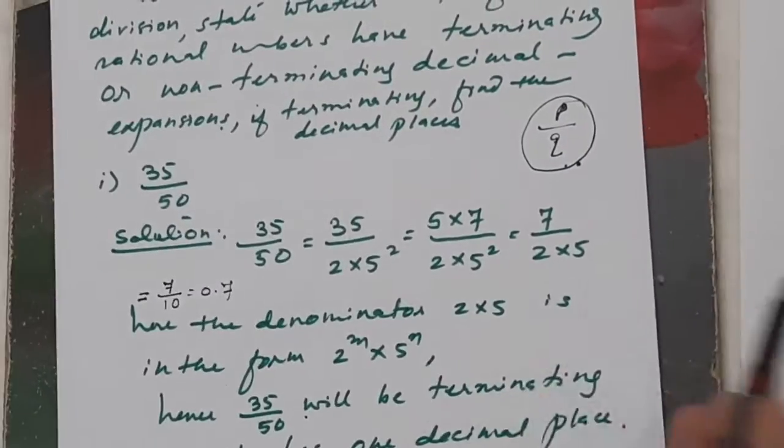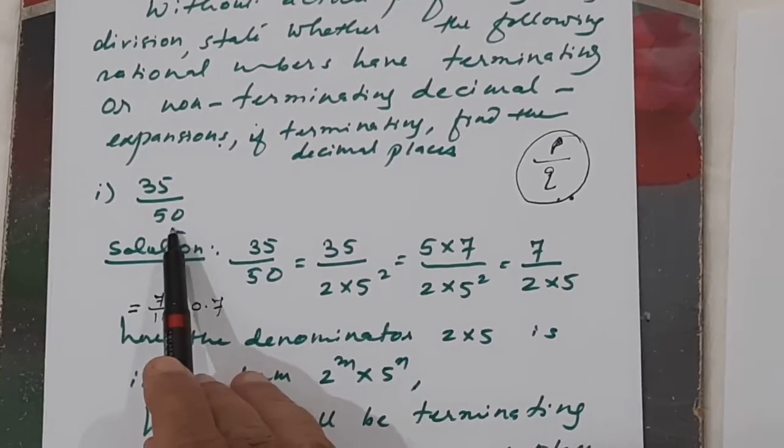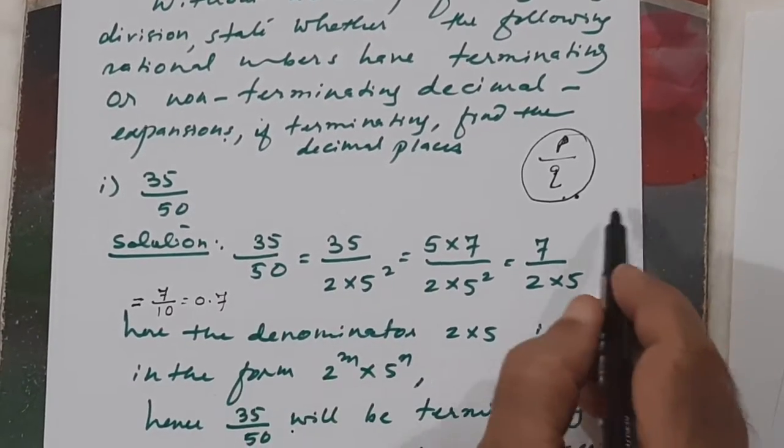Let us see now. Let us take the example 35 upon 50. Now 35 upon 50, find the factors of 50. You know how to find the factors of 50.